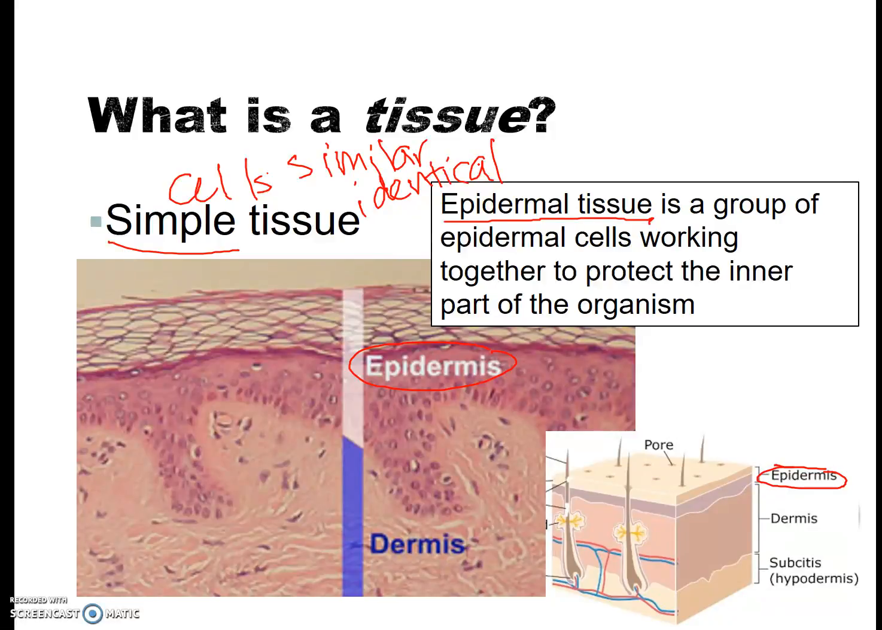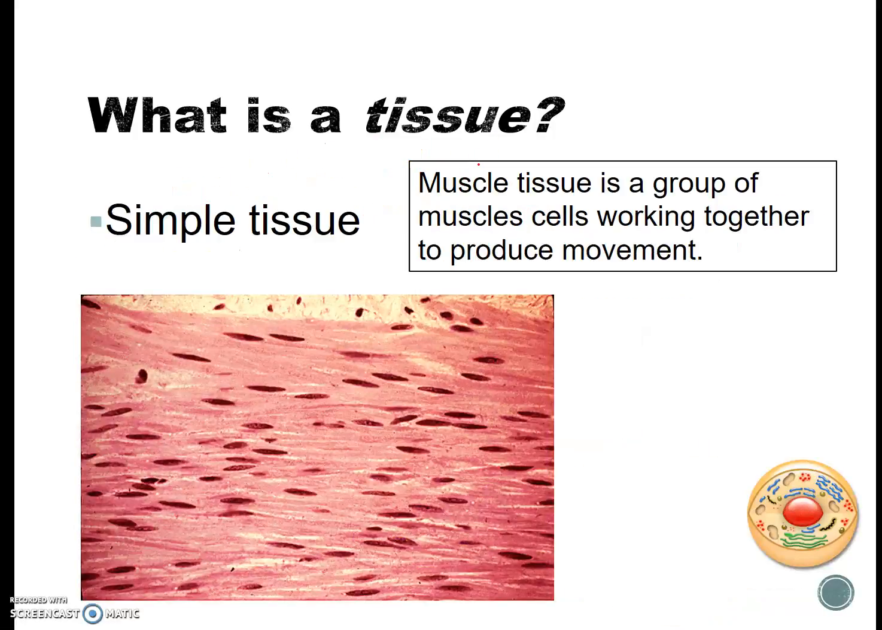Another example of simple tissue which you encounter quite often is muscle tissue. Muscle tissue is a group of muscle cells working together to produce movement, and you have muscle tissue almost everywhere in all your organs. Here you see the individual cells, each with a nucleus, and all of them look quite similar again. So this is a simple tissue. They're all grouped together to form muscle tissue.